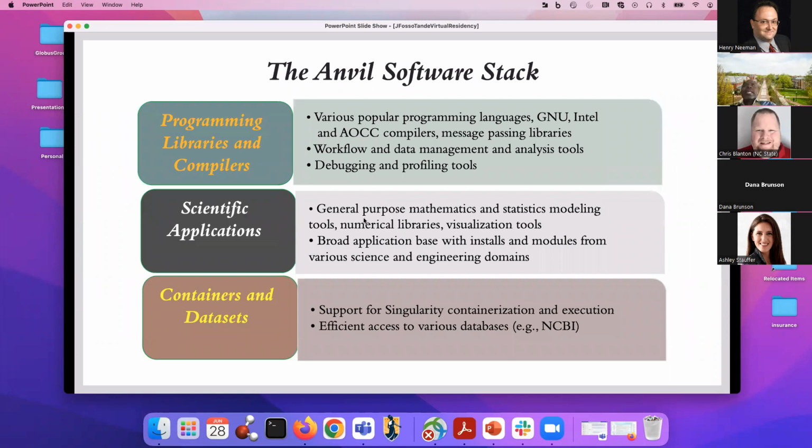So Anvil, other than the hardware, you equally have at the application level programming libraries and compilers, various programming languages, Intel, AOCC compilers, message passing library, and various types of workflows. You have the scientific applications that you will have for most systems, but specifically those that meet the needs of Anvil's users. You have containers and data sets. Anvil specifically has support for Singularity. That would be the container that you have on Anvil.